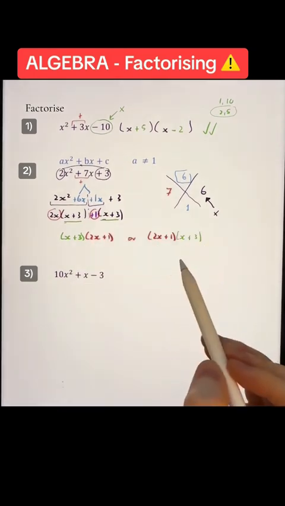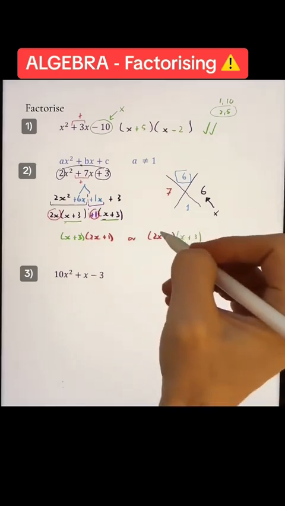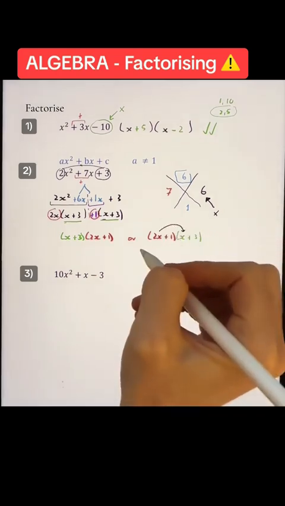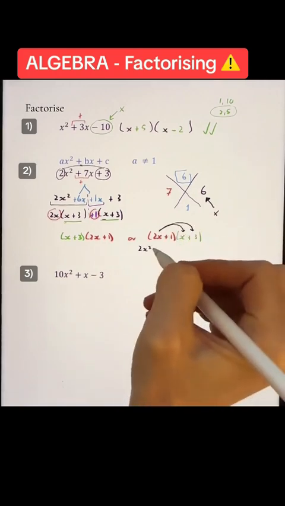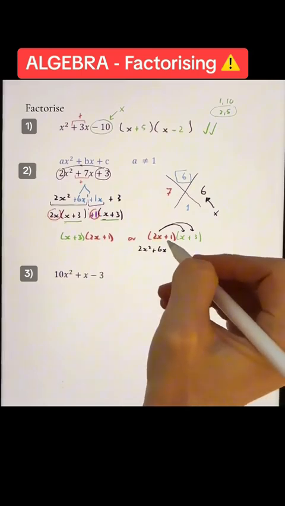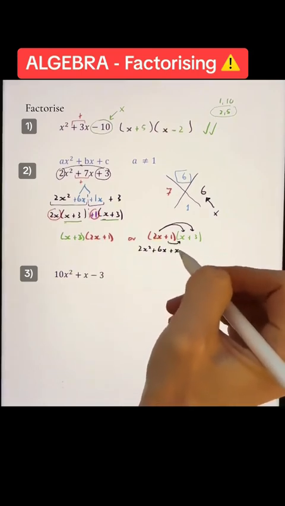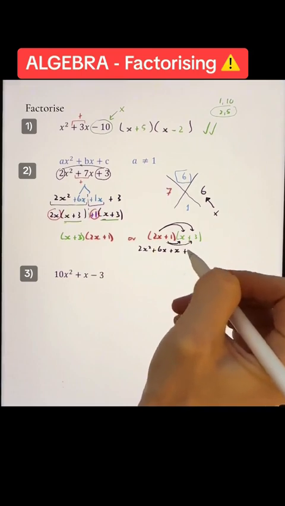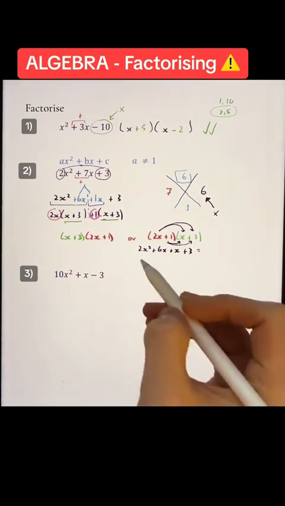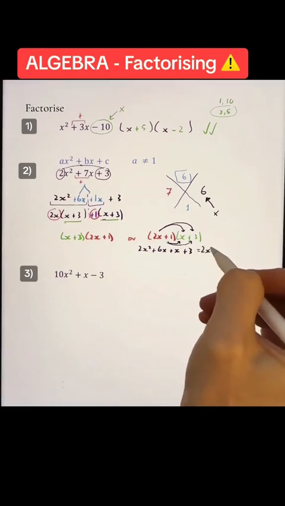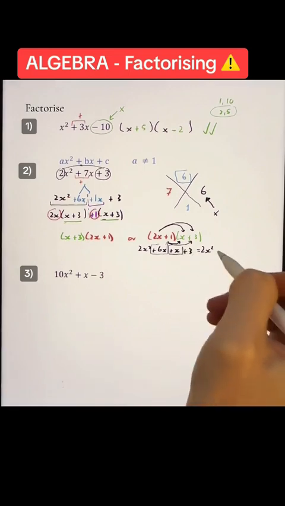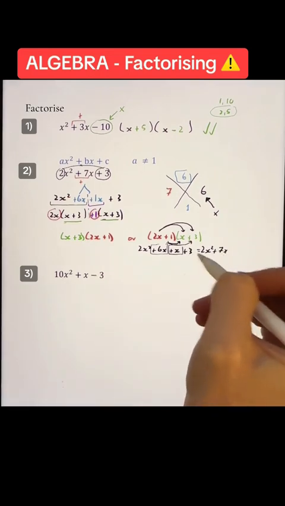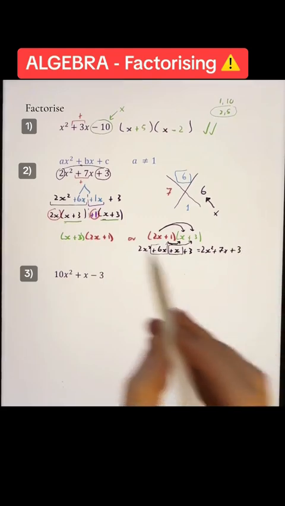To check, the opposite of factorise is to expand. Expanding out my double brackets, well, 2x times x will give us 2x squared. 2x times positive 3 will give us plus 6x. 1 times x will give us plus x. And 1 times 3 will give us plus 3. Simplifying, collecting like terms, I've got 2x squared, no other term ending in x squared. I've got 6x plus single x, which simplifies to give us plus 7x. And I've still got plus 3, which was my original quadratic.